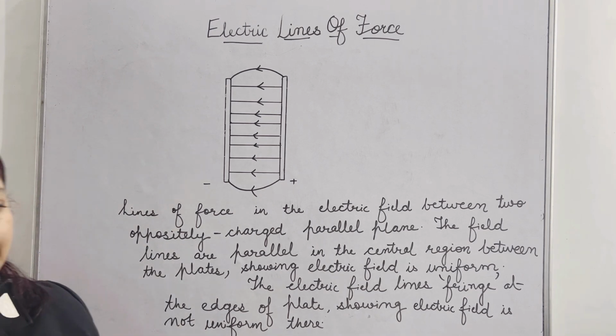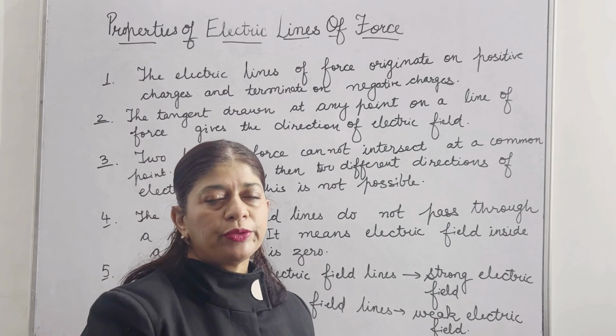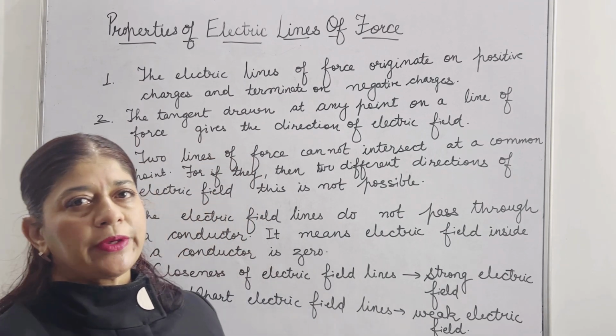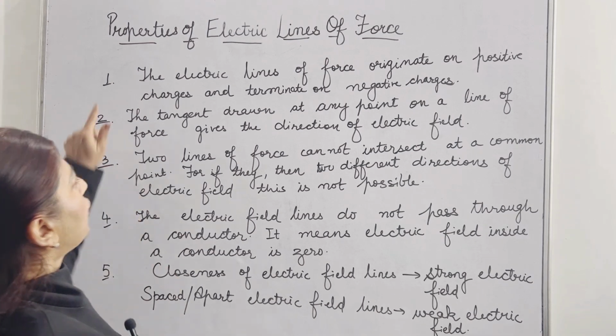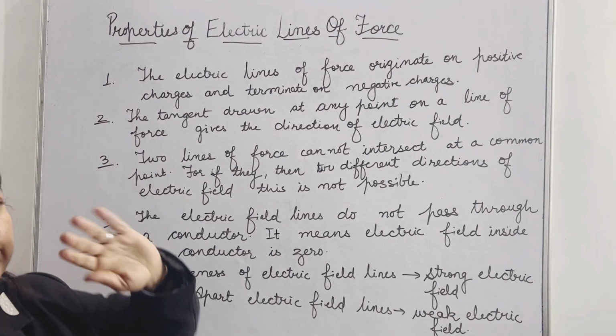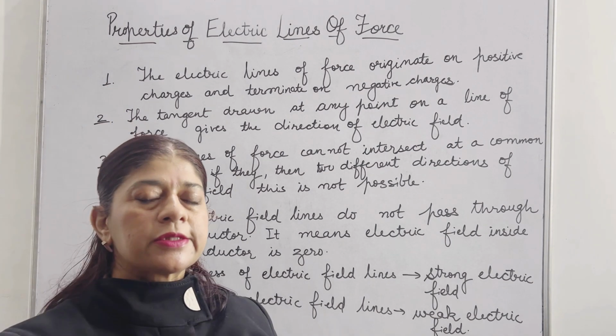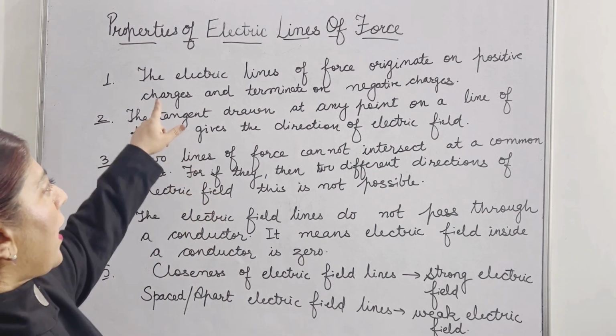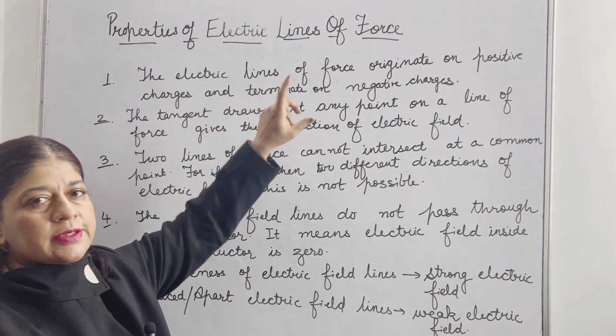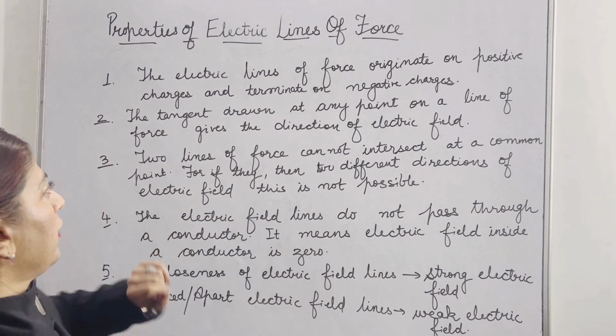Now we are going to discuss the conclusions, or properties, of electric field lines that we have discussed. The first one is that electric lines of force start or originate from positive charges and terminate on negative charges, as we have seen in figure 2.